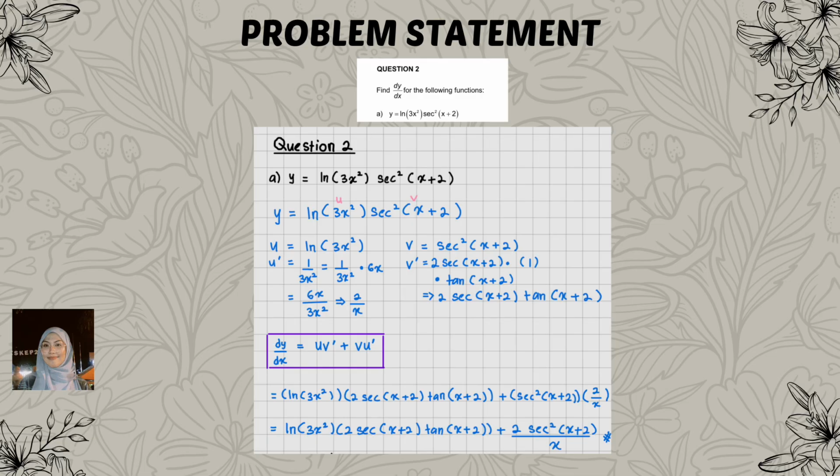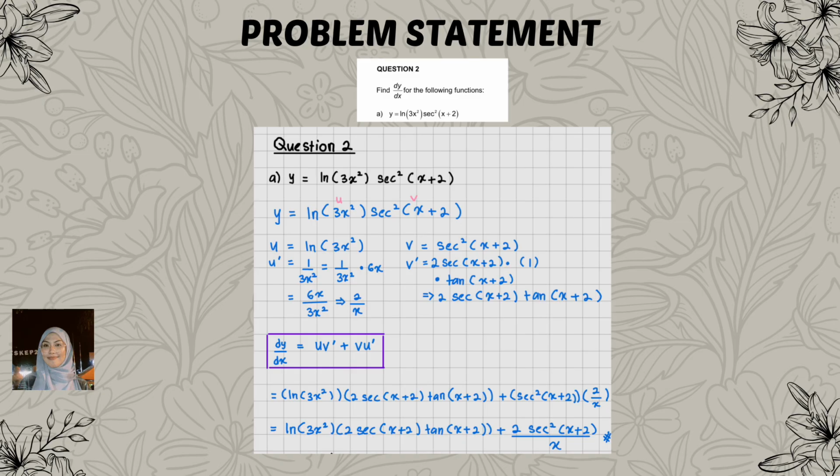Question A. The first function is y equal to ln 3x squared multiplied by secant squared x plus 2. Since this is a product of two separate functions, we use the product rule. Product rule formula is dy/dx equal to u prime v plus u v prime. After we get u and v, we should differentiate each one by one. To get u prime, we should differentiate u. After differentiating u, we're going to have 2 over x.